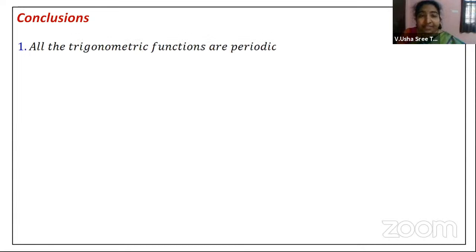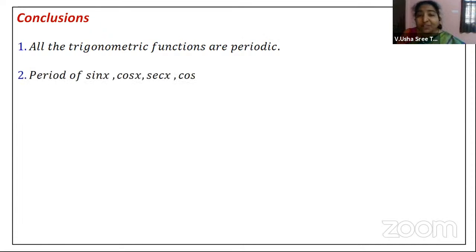Right? Now, we will take some conclusions based on these functions and the graph. What did you conclude, children? All the trigonometric ratios we have seen till now, they are periodic. So the first point we will say is all the trigonometric functions are periodic. Of course, the period of the functions is differing, but they are periodic, right?